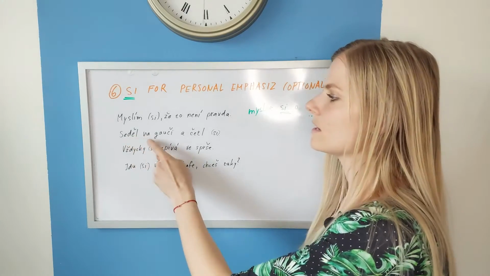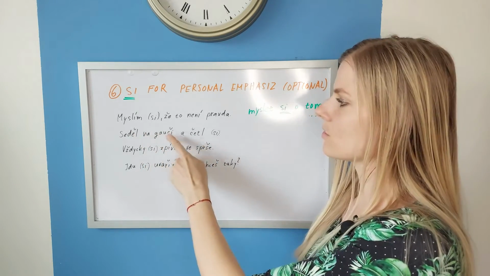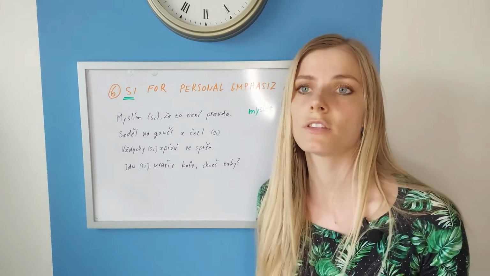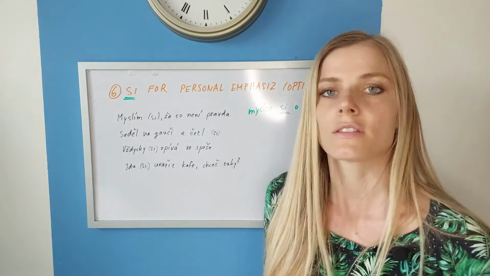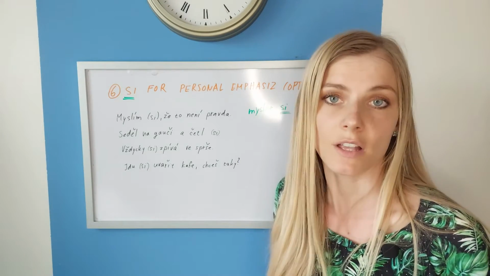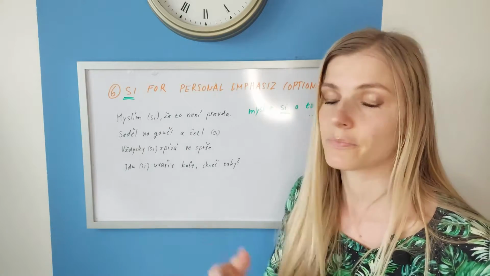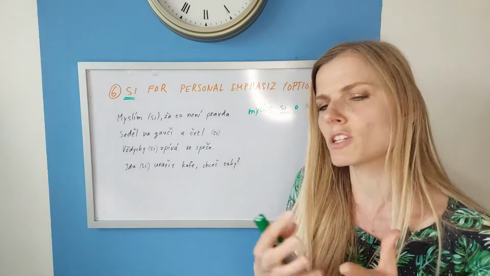Next one. Seděl na gauči a četl si. Or četl. Seděl na gauči a četl si means he was sitting on the sofa reading, and he was reading. Si here again means that it was his activity. He was doing this by himself. He was not reading out loud. It's usually some enjoyable activity when we add si. Četl si. Četla jsem si.